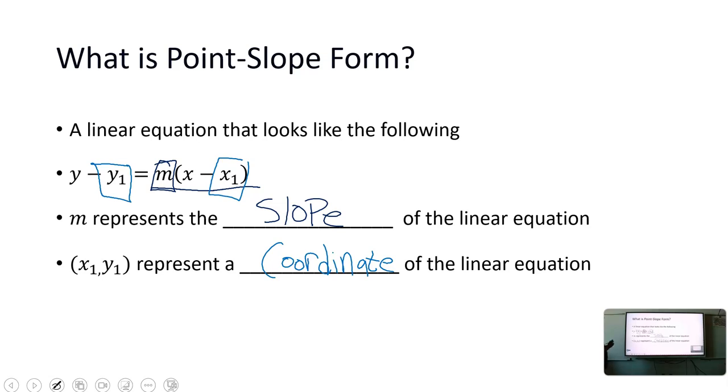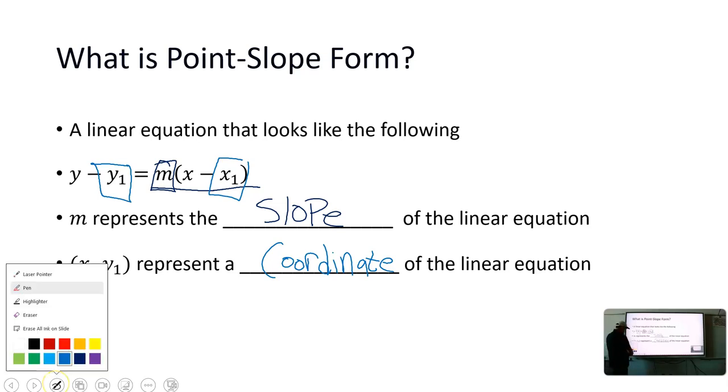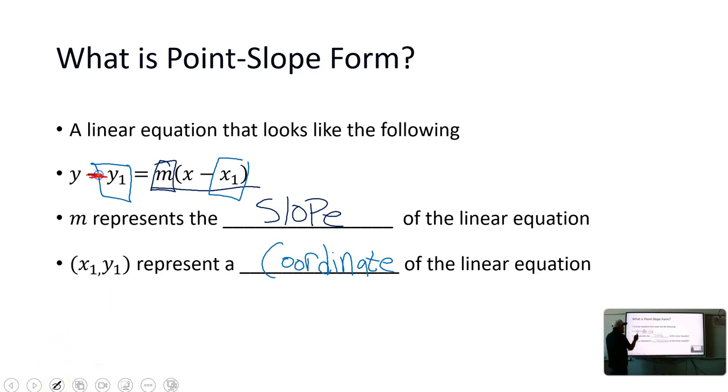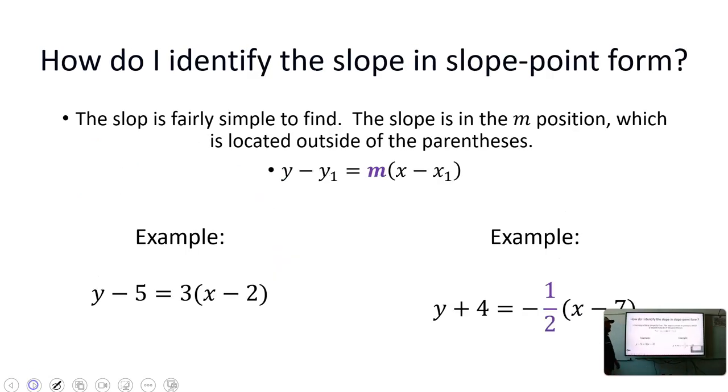So it's a coordinate of the linear equation, or a point on the linear equation. Now you're going to notice that in the form, there's always a subtraction sign right here. So basically what that means, when we find our coordinate, we're always going to be writing down the opposite symbol because of the subtraction sign. So we're subtracting something. You're going to look at this whole part of it, and you're going to write down the opposite of whatever that is to find your coordinate. Let me show you what I mean. Well, first let's take a look at the slope.